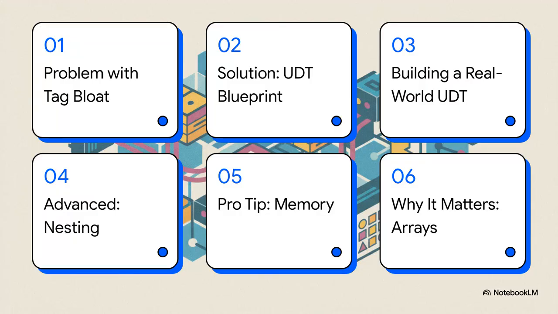So here's the roadmap for today. We're going to start with the problem, that tag bloat. Then we'll introduce the solution, the UDT blueprint. We'll actually build a real-world example together. After that, we'll get into some advanced stuff like nesting, I'll share a pro tip on memory, and then we'll see why all of this becomes so critical when you start working with arrays.